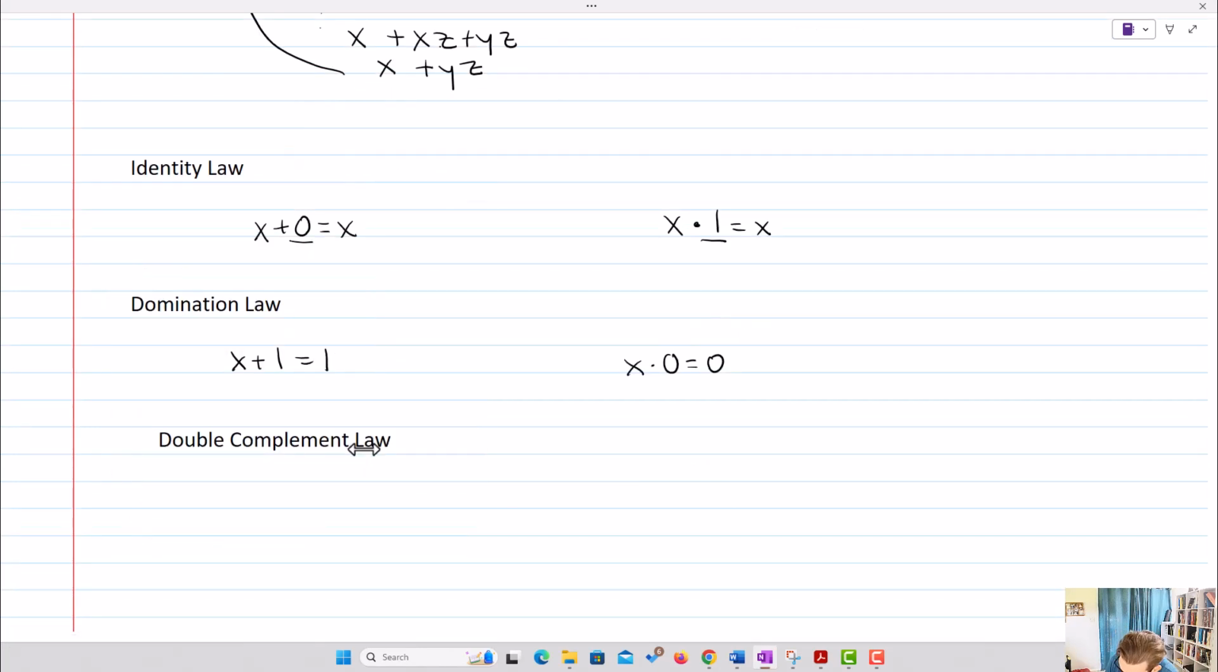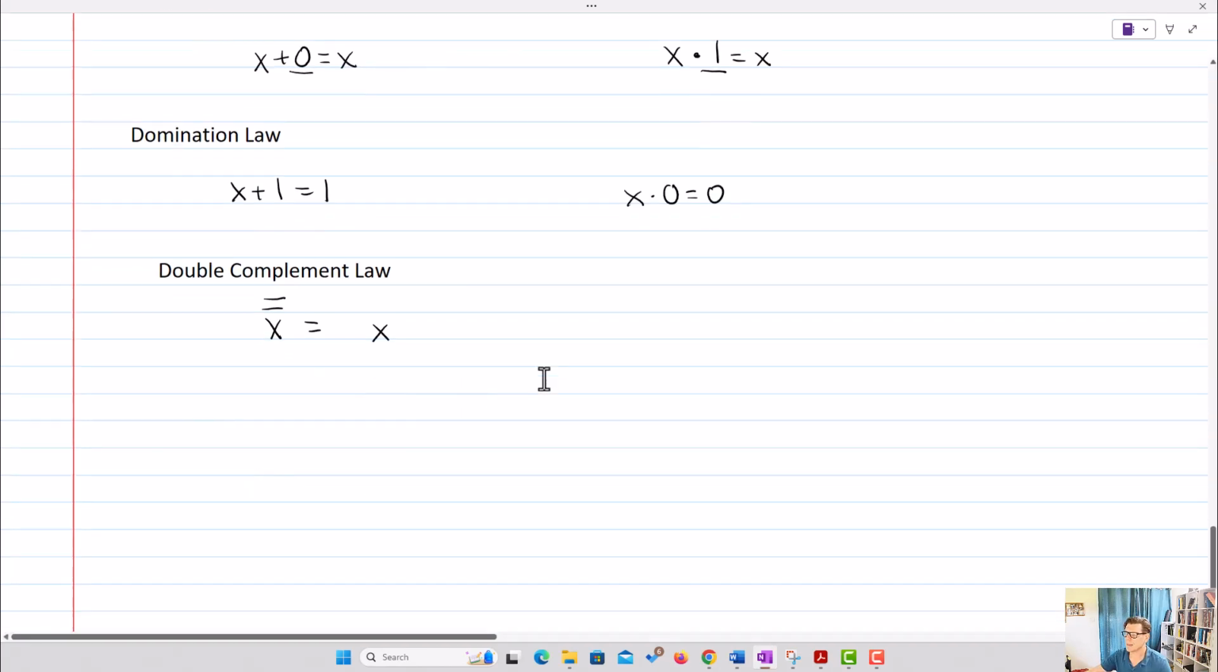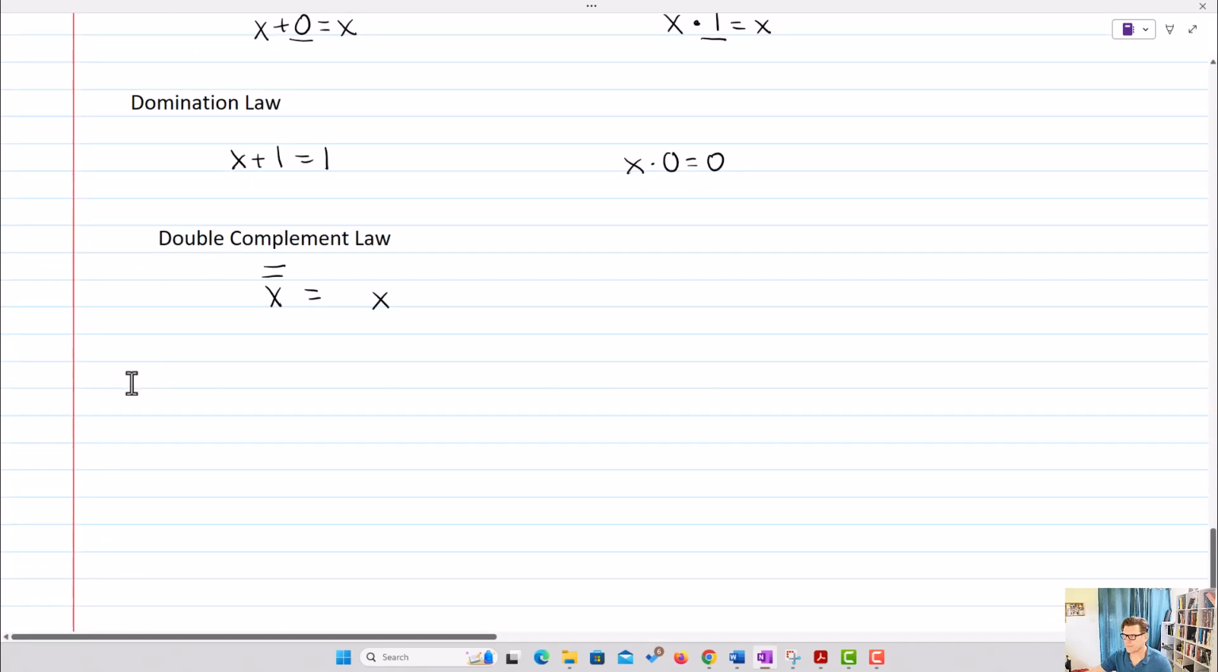And that'll be x bar bar equals x. That is, if I take the complement of the complement, I'm going to end up with x back. Think about if I take false and I negate false, and I negate it twice, I'm going to get back to false again. We have a complement law.